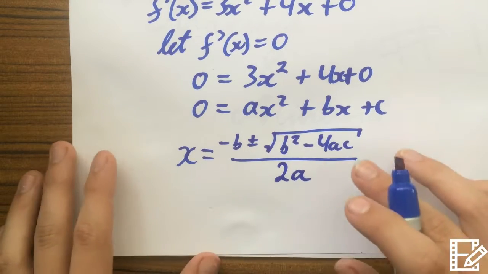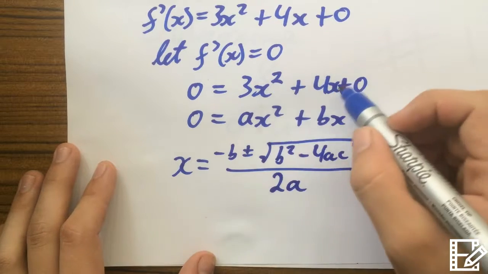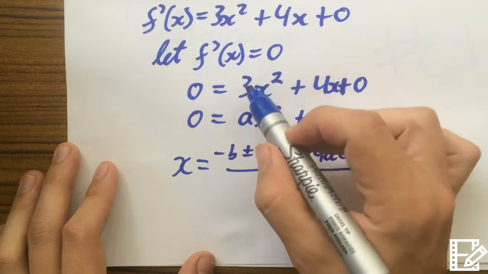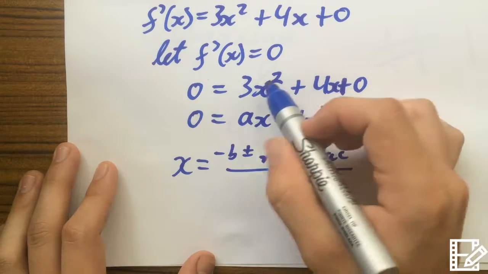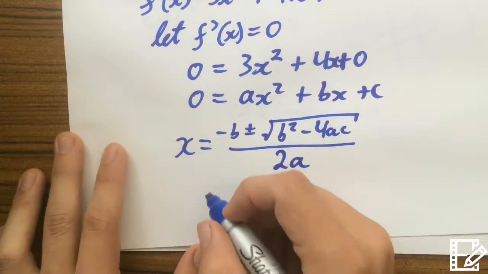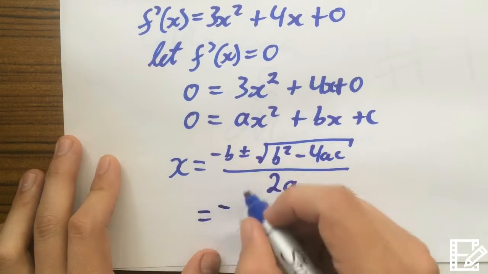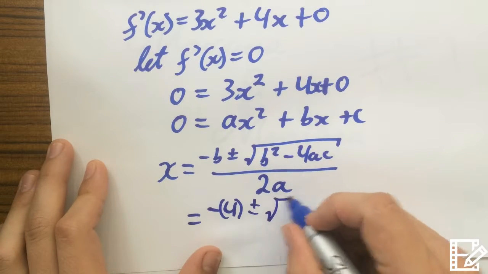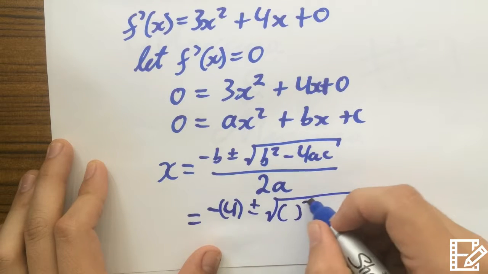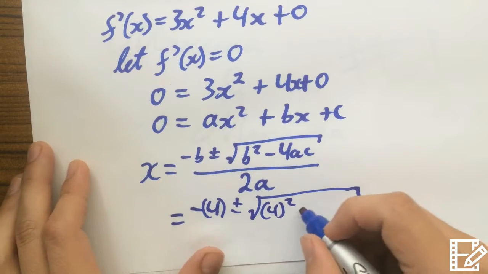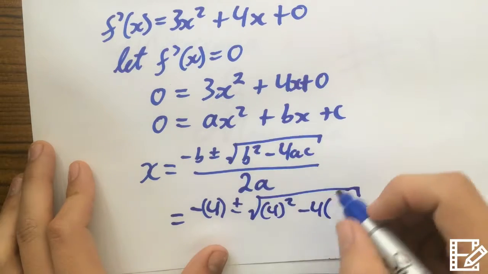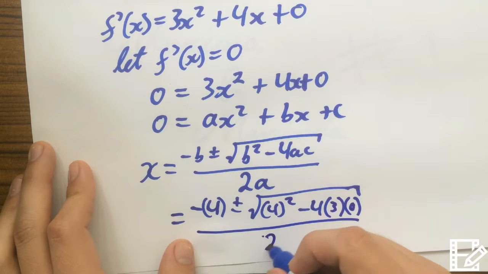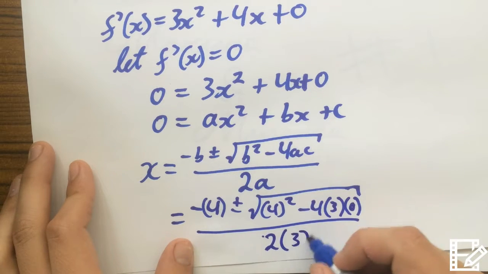Basically, we're not going to worry about the x squareds or the x's. You use this formula to find the x. We're just worried about the numbers, so we're focusing on the a, the b, and the c, which is the 3, the 4, and the 0. So, negative b, b is 4, plus or minus the square root of b squared, 4 squared, minus 4 multiplied by a, which is 3, multiplied by c, which is 0, all over 2 multiplied by a, which is 3.